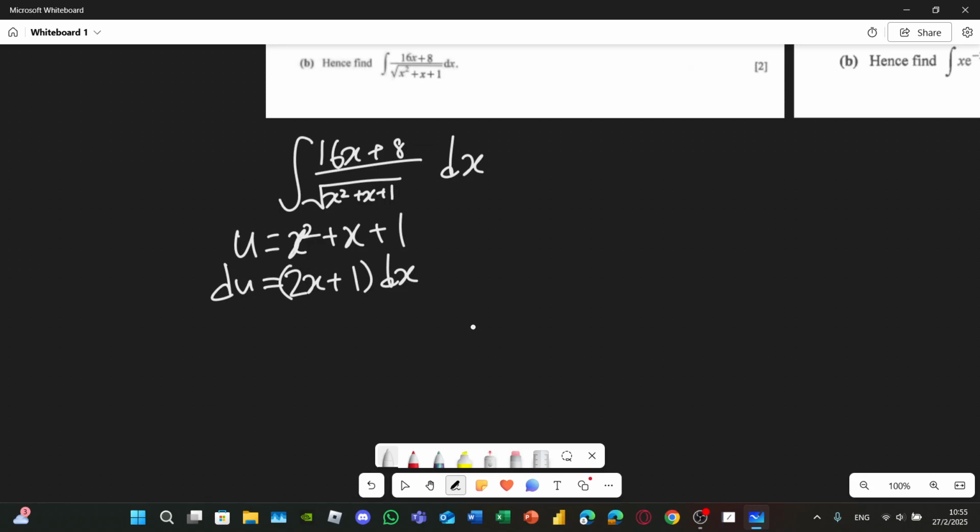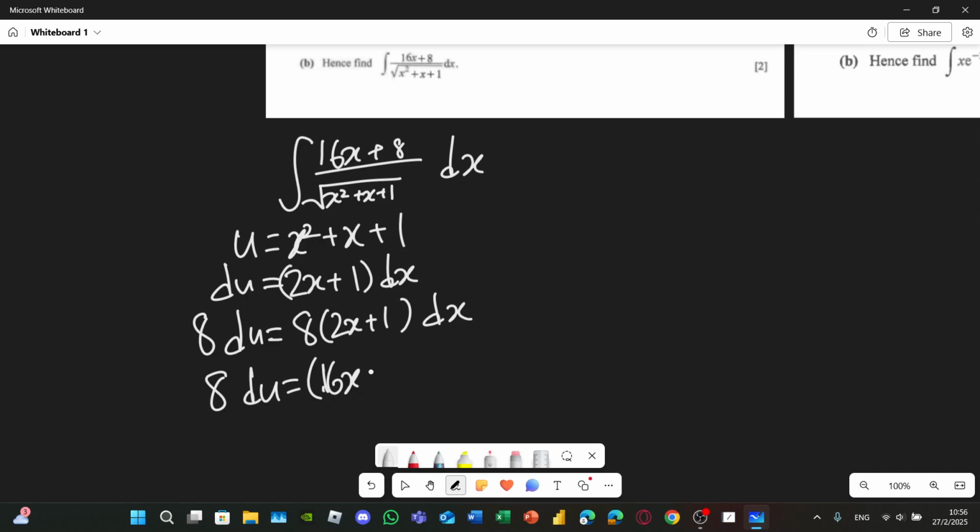Okay, what do I do next? Notice how we have a 16x plus 8 in the numerator. What I'm going to do is multiply this whole thing by 8. So I have 8 du equals 8 times 2x plus 1 dx. So eventually you're going to end up with 8 du equals 8 times 2x, 16x, 8 times 1 gives you 8, 16x plus 8 dx. And this perfectly matches up with what I have in the numerator in the original integral.